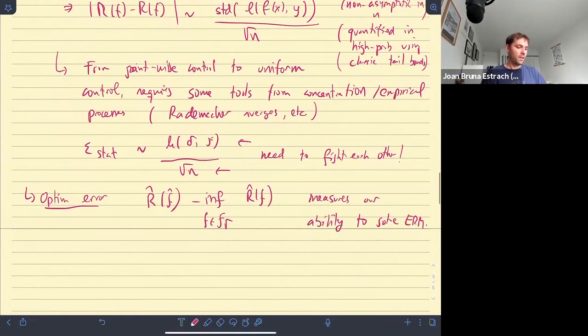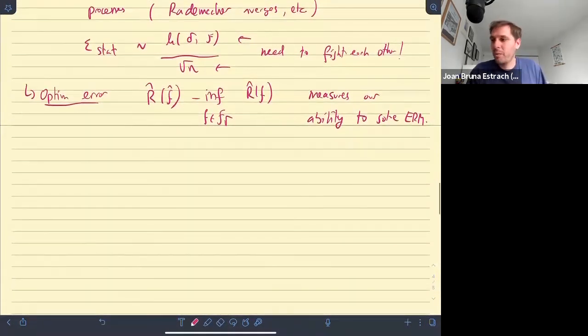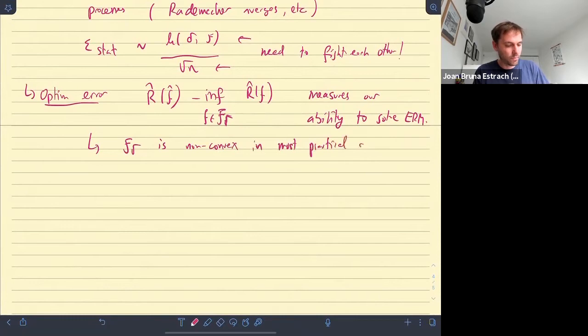Solve the error. So you might ask, what is hard about this problem? Well, it's hard because, as we will see throughout the class, in many situations of interest this set here is non-convex in most practical situations.